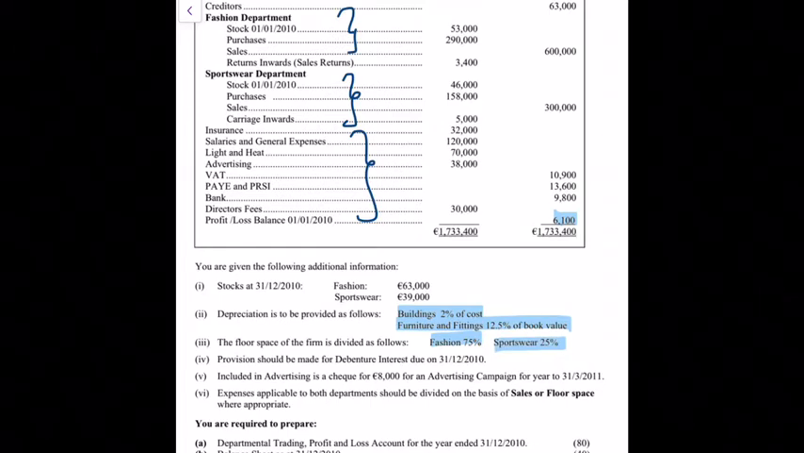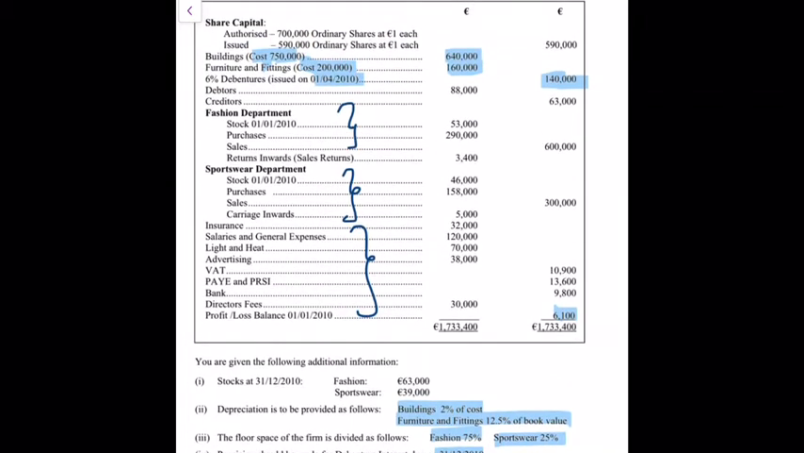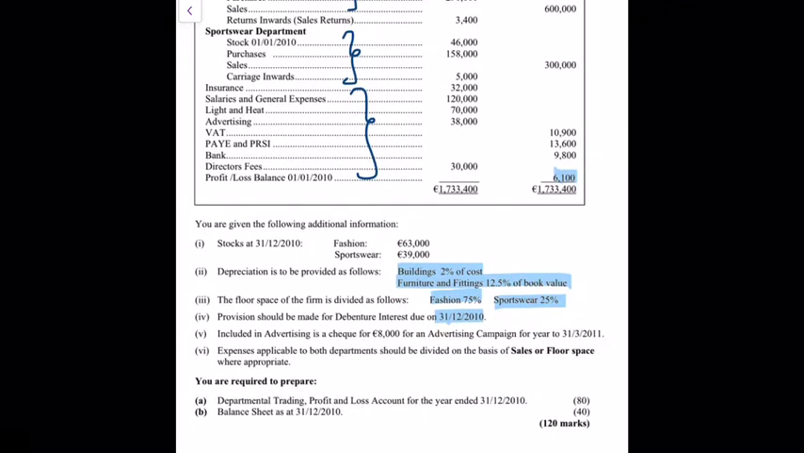So if you walked into the shop, there'd be more fashion than there is sportswear. Provision should be made for debenture interest due at the end of the year, so we need to be careful about the fact that we only got the loan at some point throughout the year. We got it on the 1st of the 4th, the 1st of April, and we're trying to calculate how many months of interest are due at the end of the year. So included in advertising is a cheque for €8,000. Okay, so €8,000 of that 38,000.